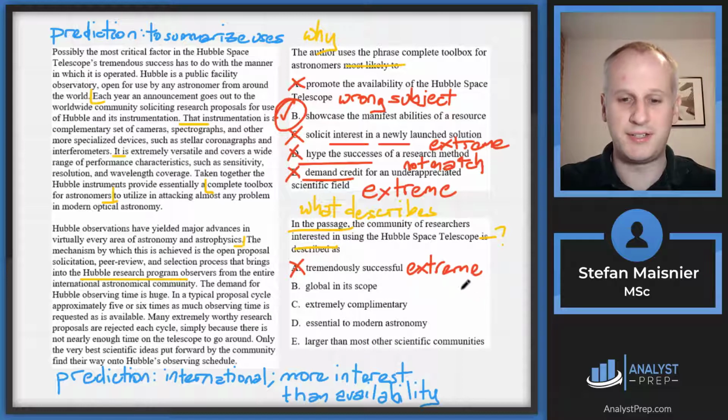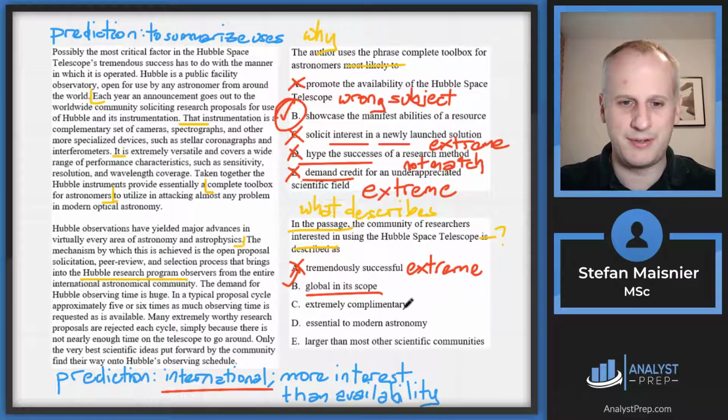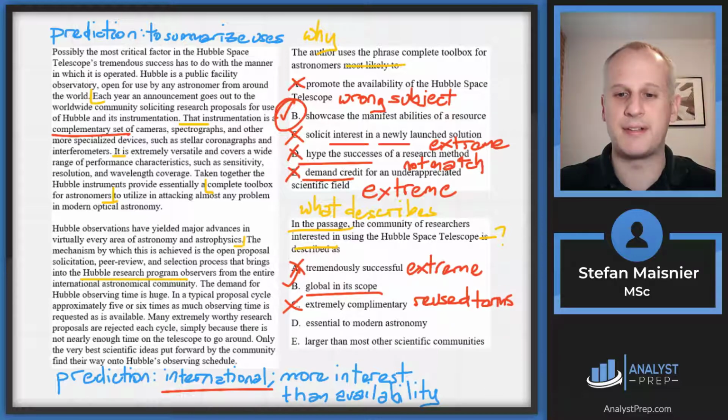Now, global in its scope. Well, this global in its scope definitely matches international. Now, always check all five choices just to make certain, but this seems like a pretty good match at this point. Extremely complimentary. Here, they're just hoping that you might have remembered the word complementary from up here. So this is just recycled language, reused terms, which is another thing that they do like to use as a trap answer.